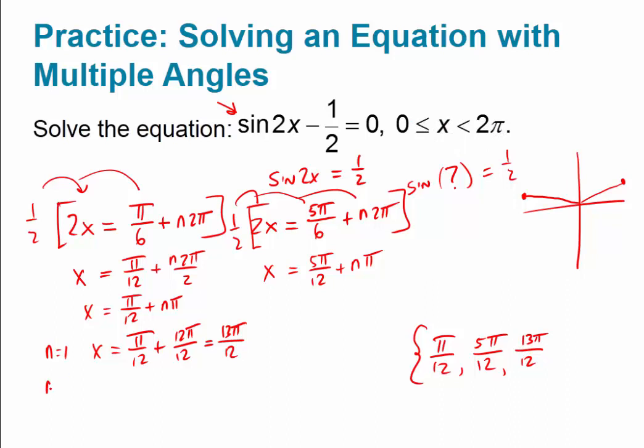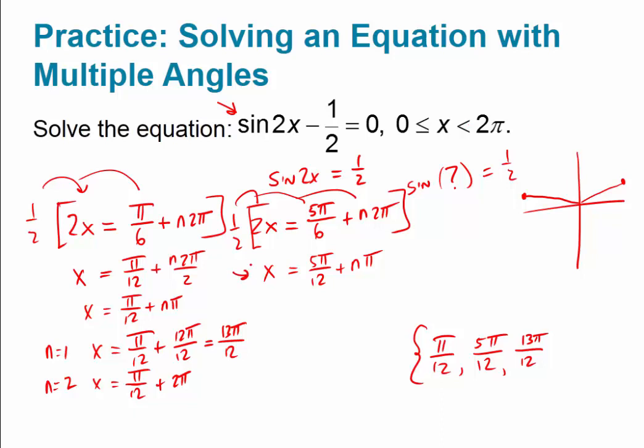Let's say when n equals 2 here. Then I'd have pi over 12 plus 2 pi. That isn't going to work, because if I take 2 pi and add a little bit more to it, now I've gone outside of my boundaries. So that's not going to work. So n equals 2 is not a solution.